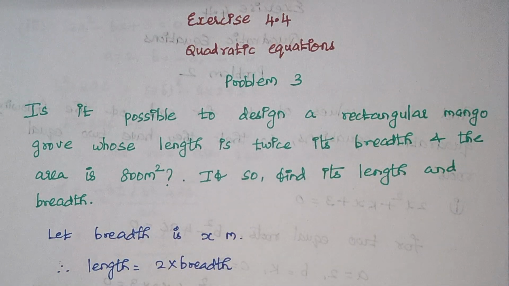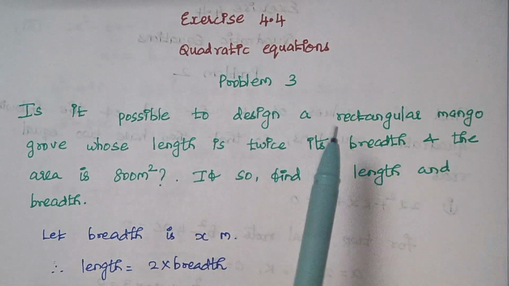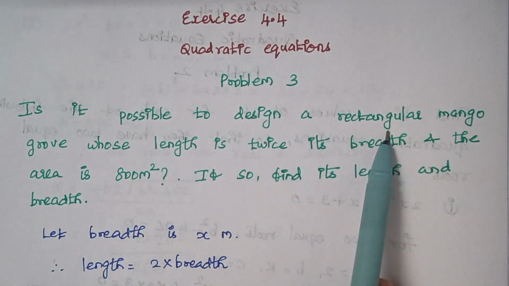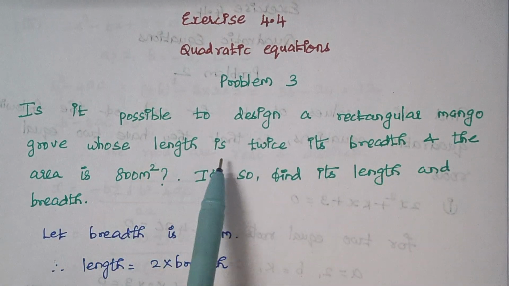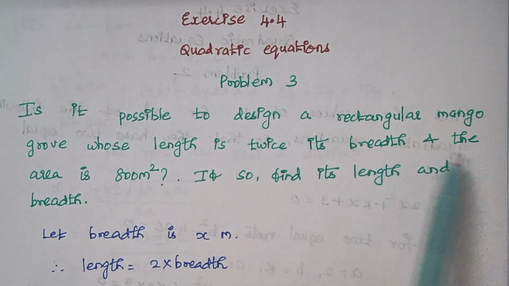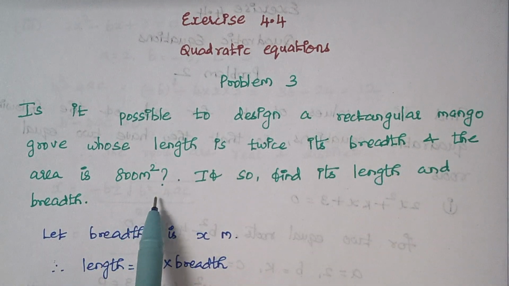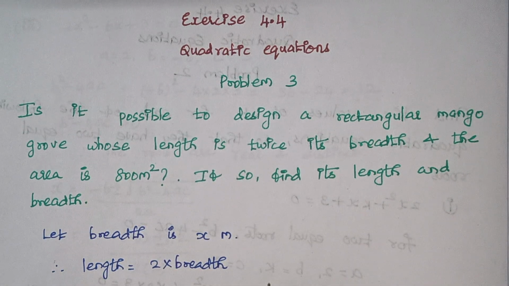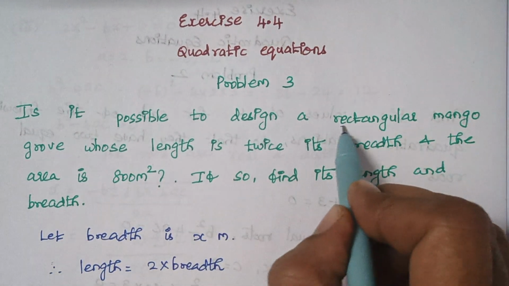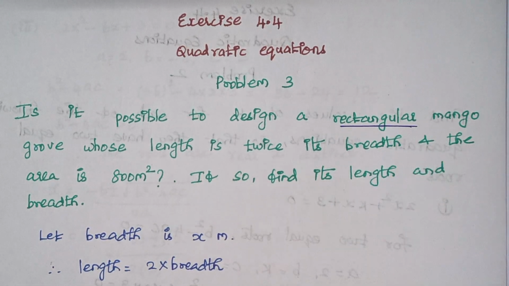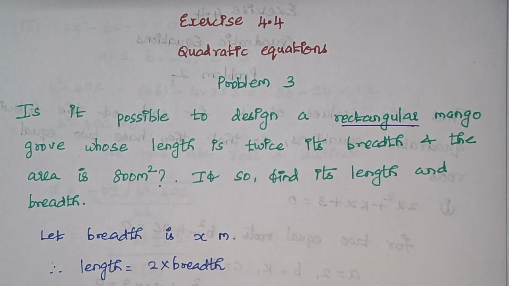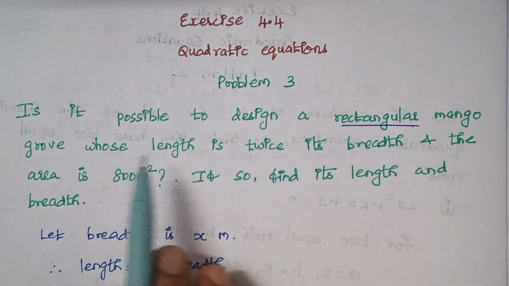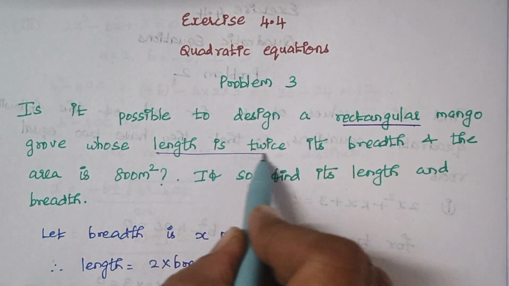Now we proceed with problem number 3. The problem is: is it possible to design a rectangular mango grove whose length is twice its breadth and the area is 800 meters square? If so, find its length and breadth. Here we have to design a rectangular mango grove whose length is twice its breadth.